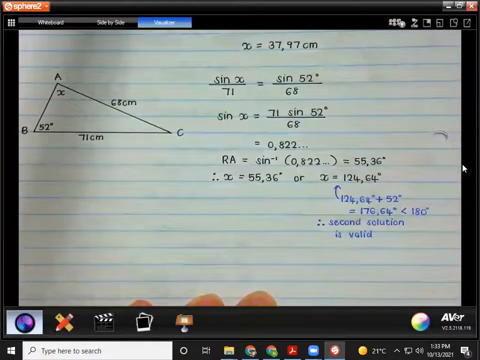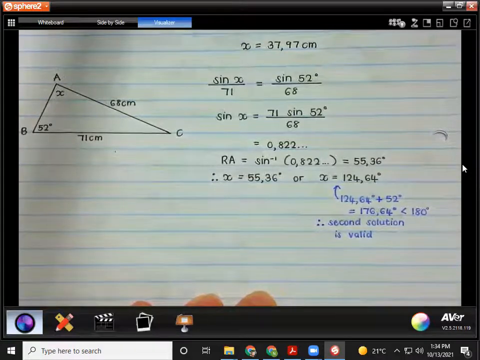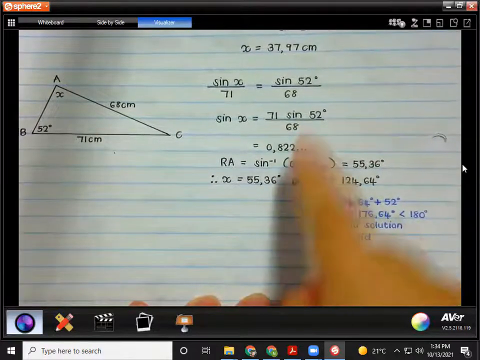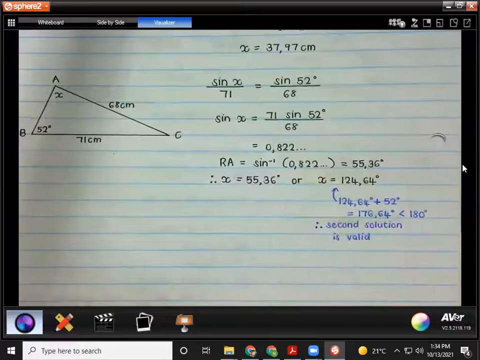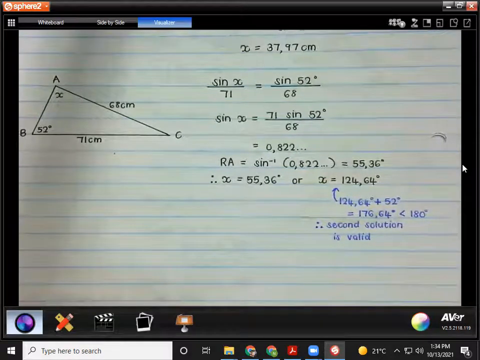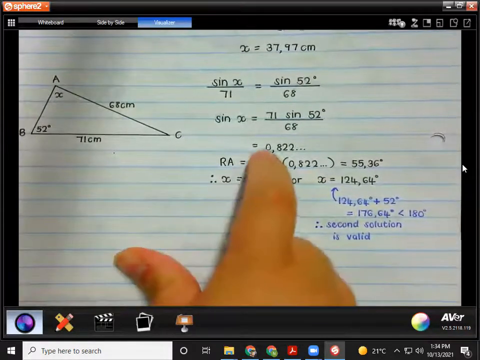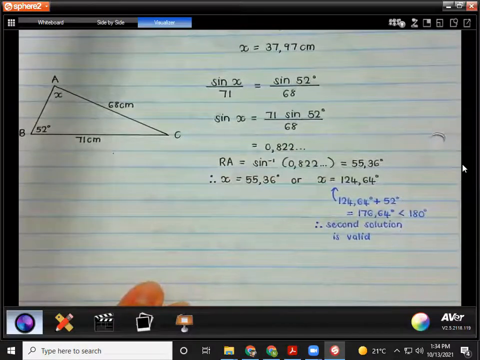Yes, Talia? When you solve for sine x and you get, can you not just write 0.82? Yes, you can. I just wrote it like that to remind you that you must use the answer on the calculator. And will you get a mark for that? For this line, no. I don't think so, no.